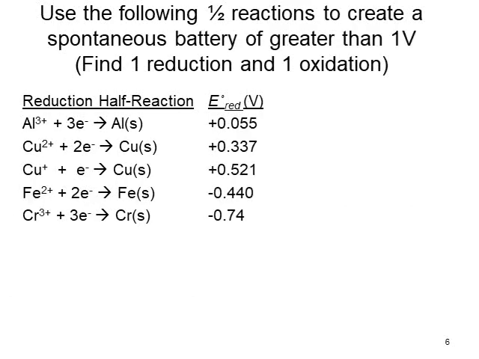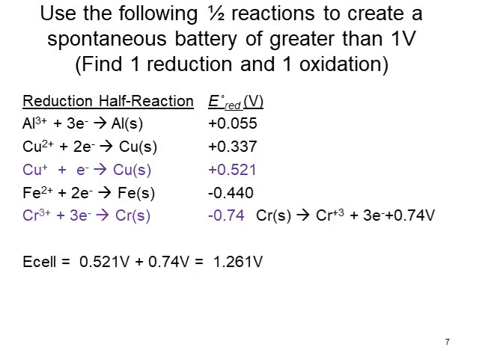In this one, we've got to find one reduction and one oxidation to get a total battery voltage of more than 1 volt. Now, the way I typically choose to solve this problem is just by going for the highest possible voltage. But there are 2 possible answers here, one that gives you just above 1 volt and one that gives you like 1.2. I went for the 1.2, but either of those answers would be fine.